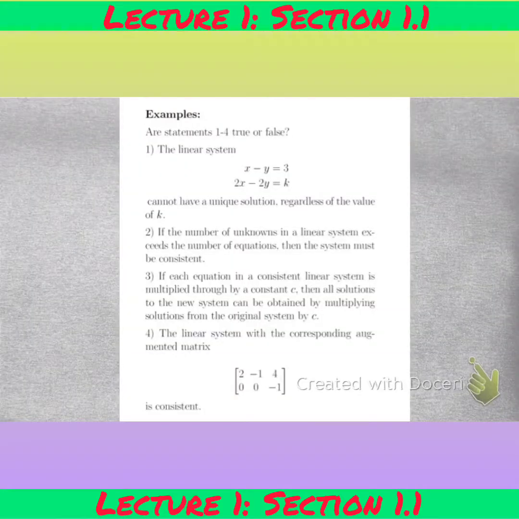Right, so the next question here is the statement true or false. Let's look at the statement. If each equation in a consistent linear system is multiplied through by a constant c, then all the solutions to the new system can be obtained by simply multiplying the solutions from the original system by c. Now, is this true? And my feeling again is that quite possibly this statement is most probably not in general true.